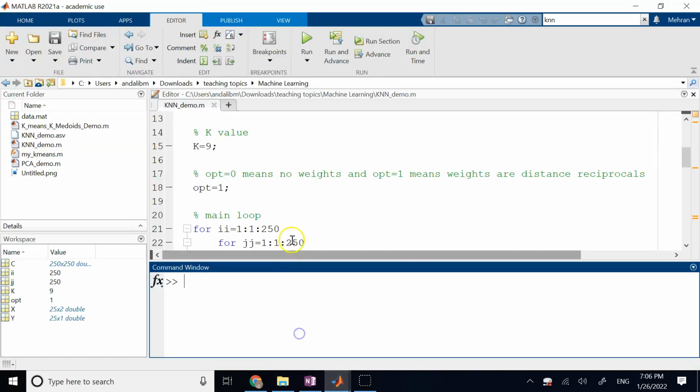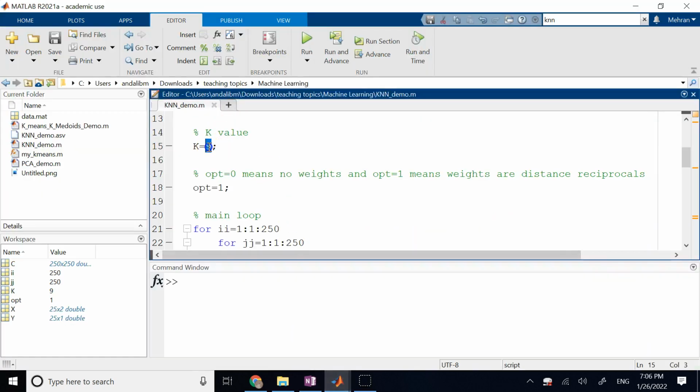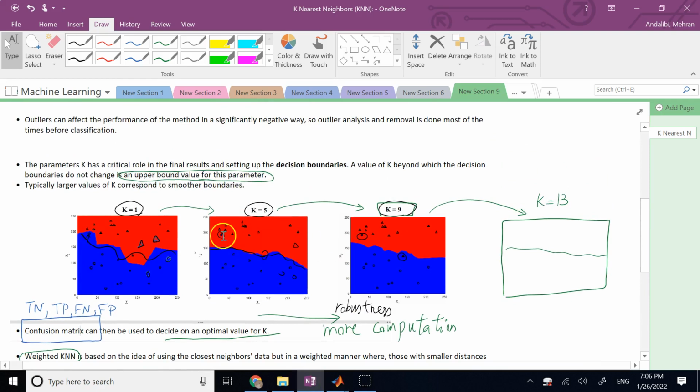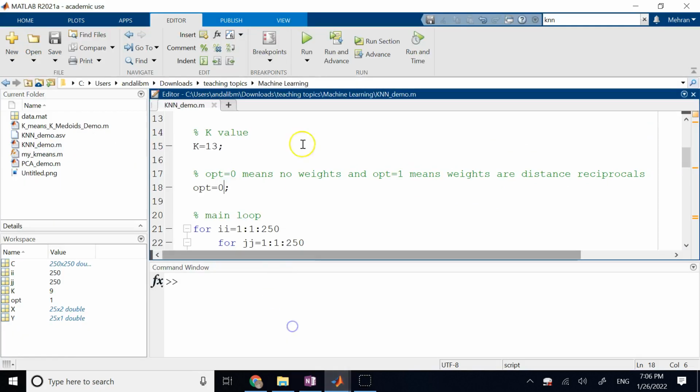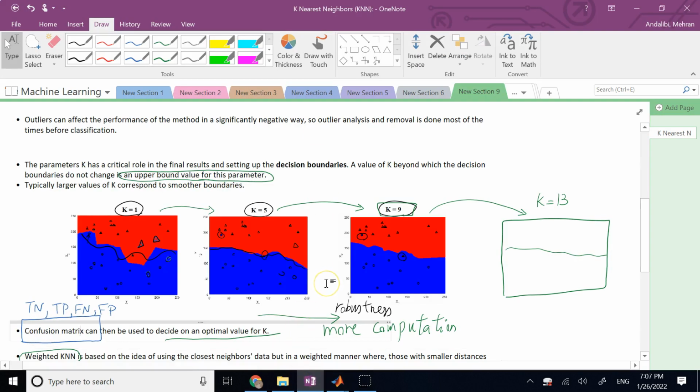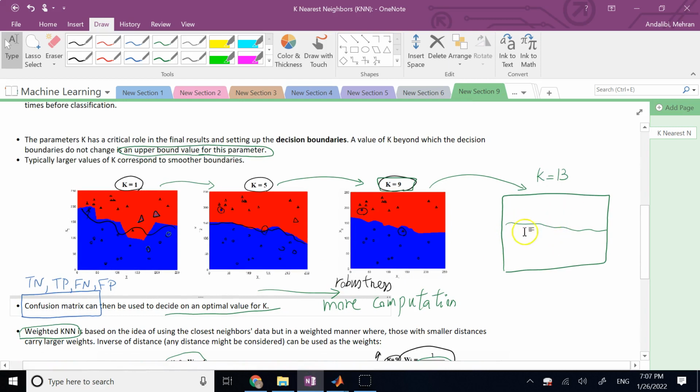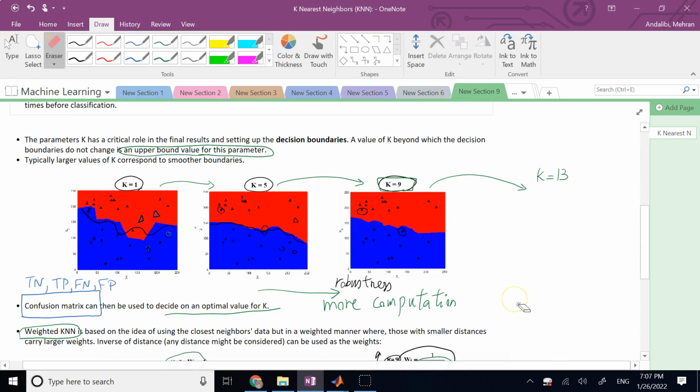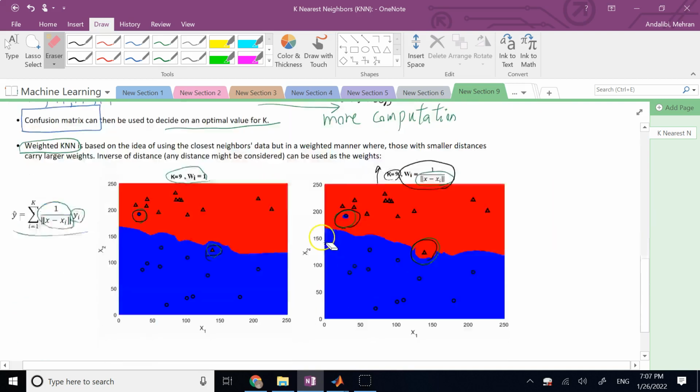And since I promised you, this time I change it to 13 and I turn this option 0, because these three graphs were all obtained with no weight. Okay, so here I'm going to run my code for k of 13, and I'll show you how the boundary would look for k of 13. That would be nice to see whether you see any major shift after this k of 9 or so.